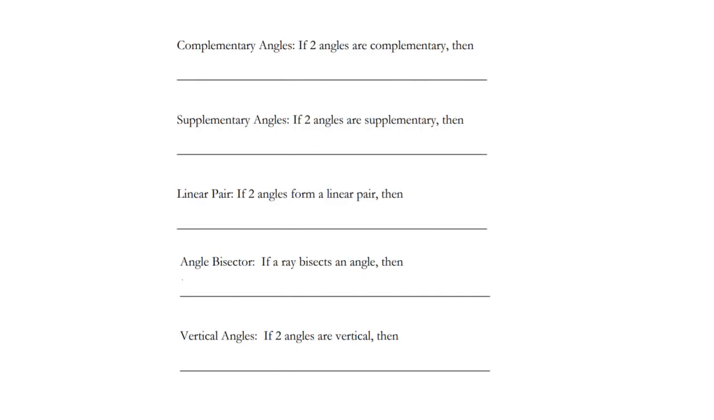Okay, so let's have some other if-then statements ready to use when we need to give reasons for steps. First of all, complementary angles. So if two angles are complementary, then what is true? Well, we already went over that one, right? Then their sum is 90 degrees. What if two angles are supplementary? What is true? Well, then their sum is 180 degrees. If you'd like to pause the video and see if you can fill in the last three on this screen before we go over them, you sure can.